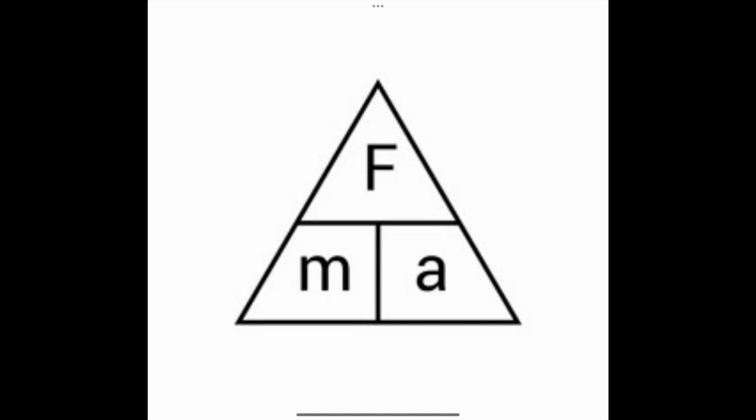Mass can be defined as how much matter an object contains, and as a result, how heavy it is. Acceleration is inversely proportional to the mass of a system. When mass is larger, acceleration is smaller.